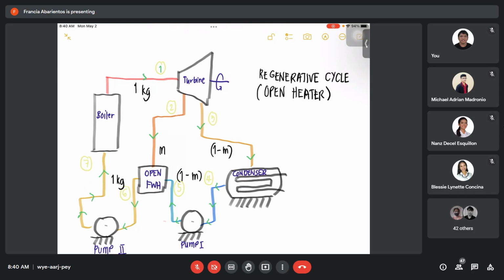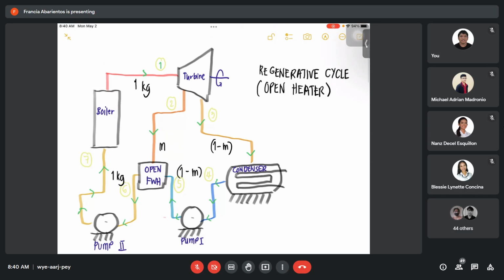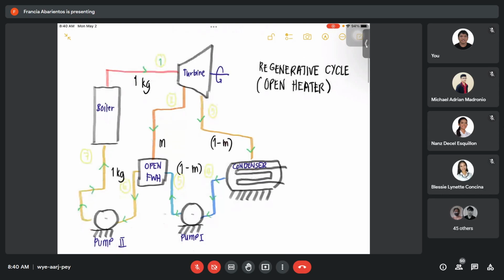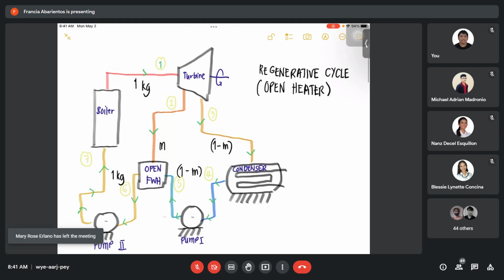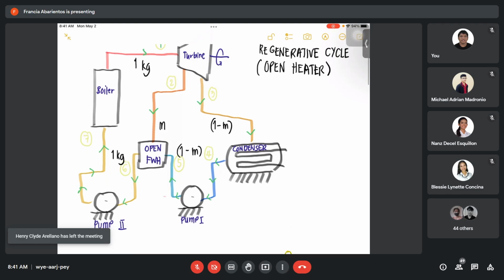And while the mass leaving the turbine that is going to open feed water is considered as letter M, or denoted as M, mass of steam, and the mass of the steam going to the condenser is considered as 1 minus M, or denoted as 1 minus M. After that, yung condenser natin is connected to a pump. Yan, same pa rin class dito yung mass from 4 to 5. After that, papasok na dito sa feed water.